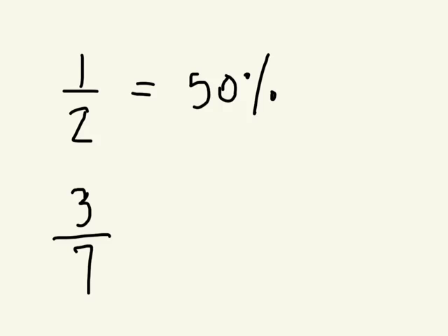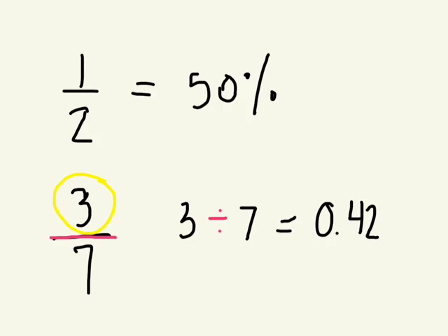Okay, so what you do is you take the numerator, which is the top number, so 3, and we divide it by the denominator, which is 7. When you see this fraction bar, that also means division. 3 divided by 7, we're going to do that on a calculator. It's 0.42857, and it goes on.